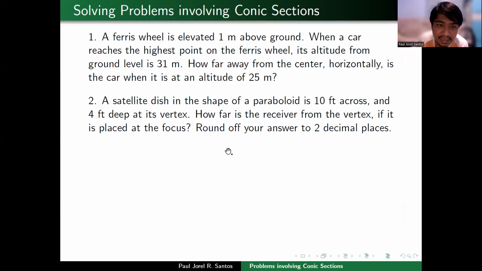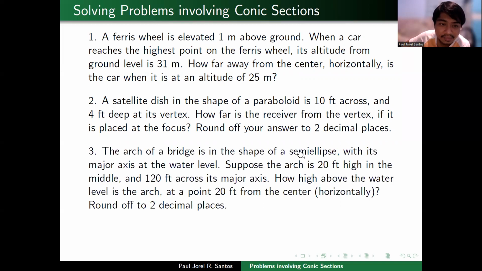Second one, a satellite dish in the shape of the paraboloid is 10 feet across and 4 feet deep at its vertex. How far is the receiver from the vertex if it is placed at the focus? Round off your answer to two decimal places. Actually, this is similar to what I presented a while ago. Parabola.